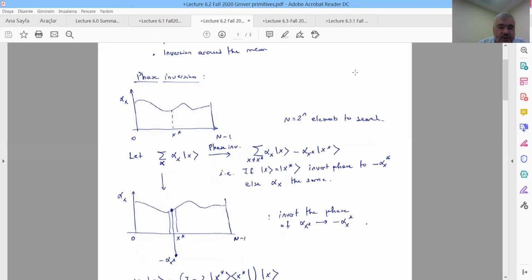Phase inversion is, let's suppose we have 0 to N minus 1, capital N entries. This is a quantum state, because there are 2 to the n elements, and we are representing these by n qubits. Each one of the 2 to the n states of these n qubits corresponds to one of the entries.